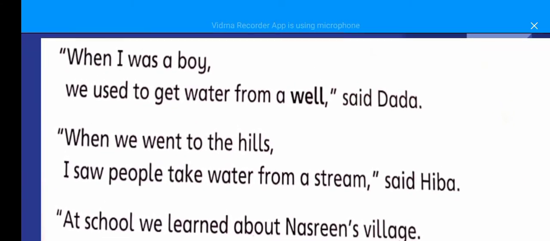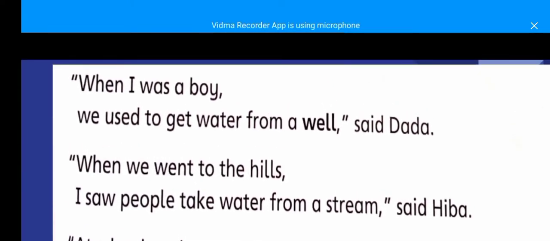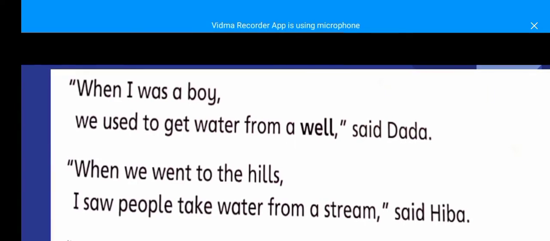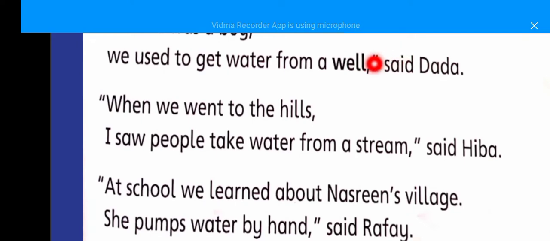First one is, the line you can see, when I was a boy, we used to get water from a well, said Dada. Now his Dada is sharing his experience that when he was a young boy of Rafe's age, they used to get water from wells. Nowadays, wells are not so common, but in some villages or rural areas, we can still see wells and people are getting water through them.